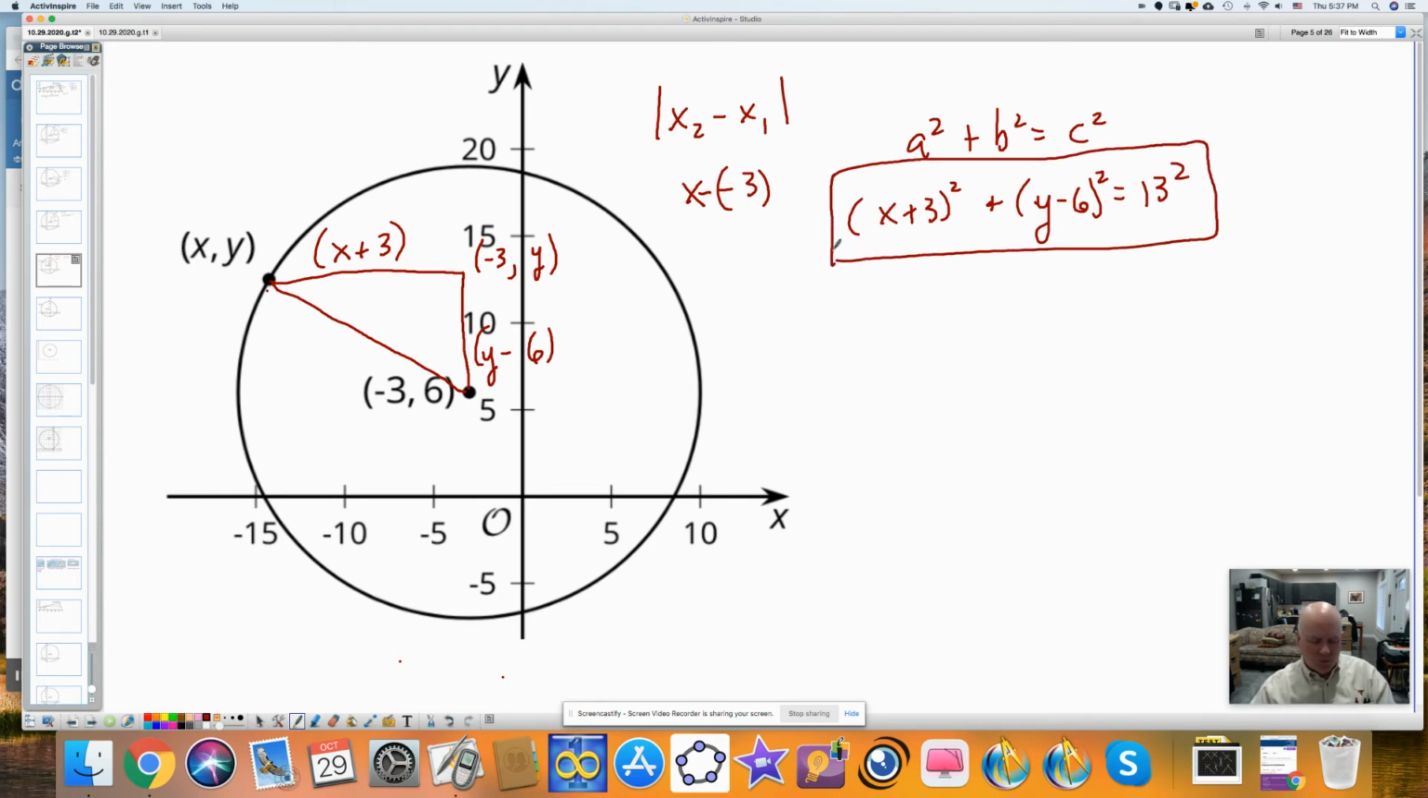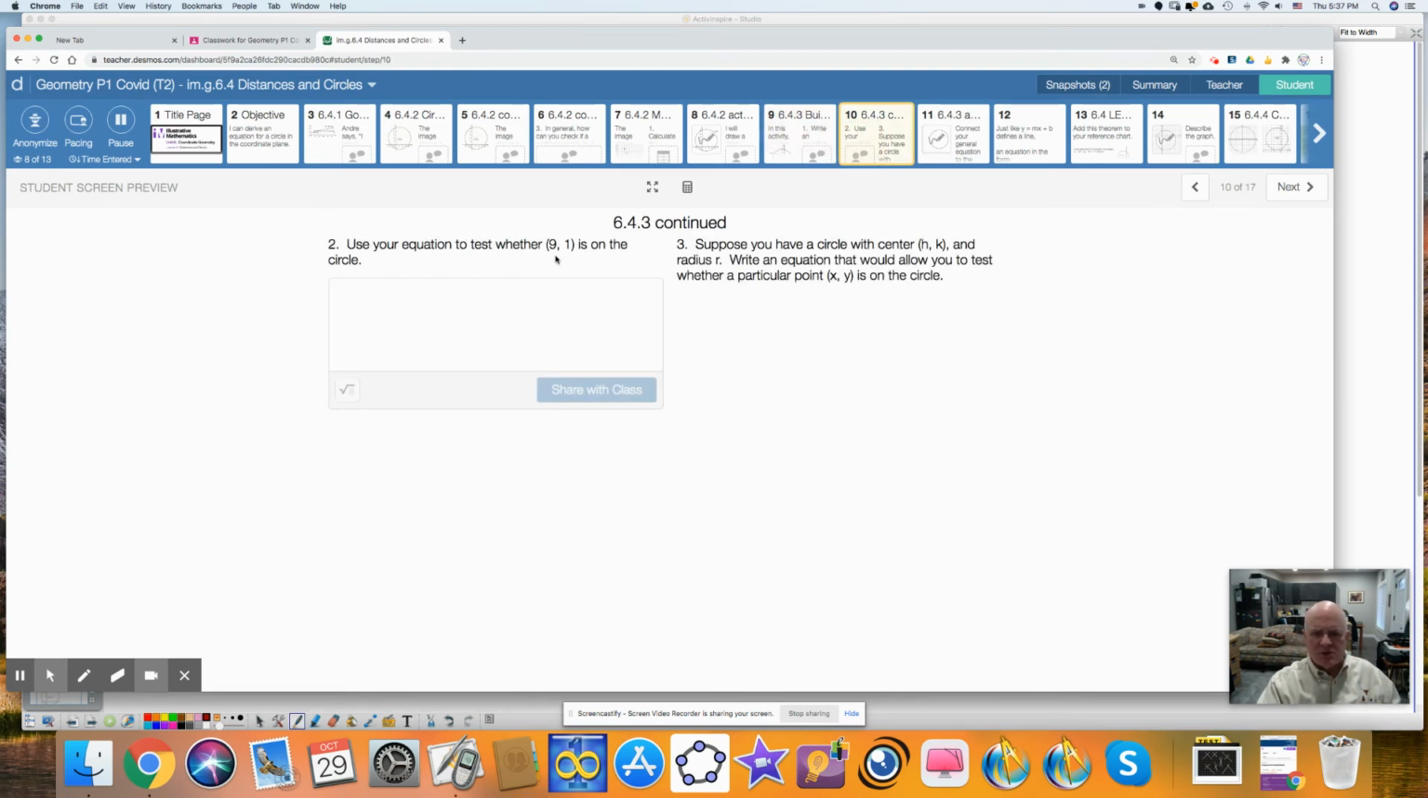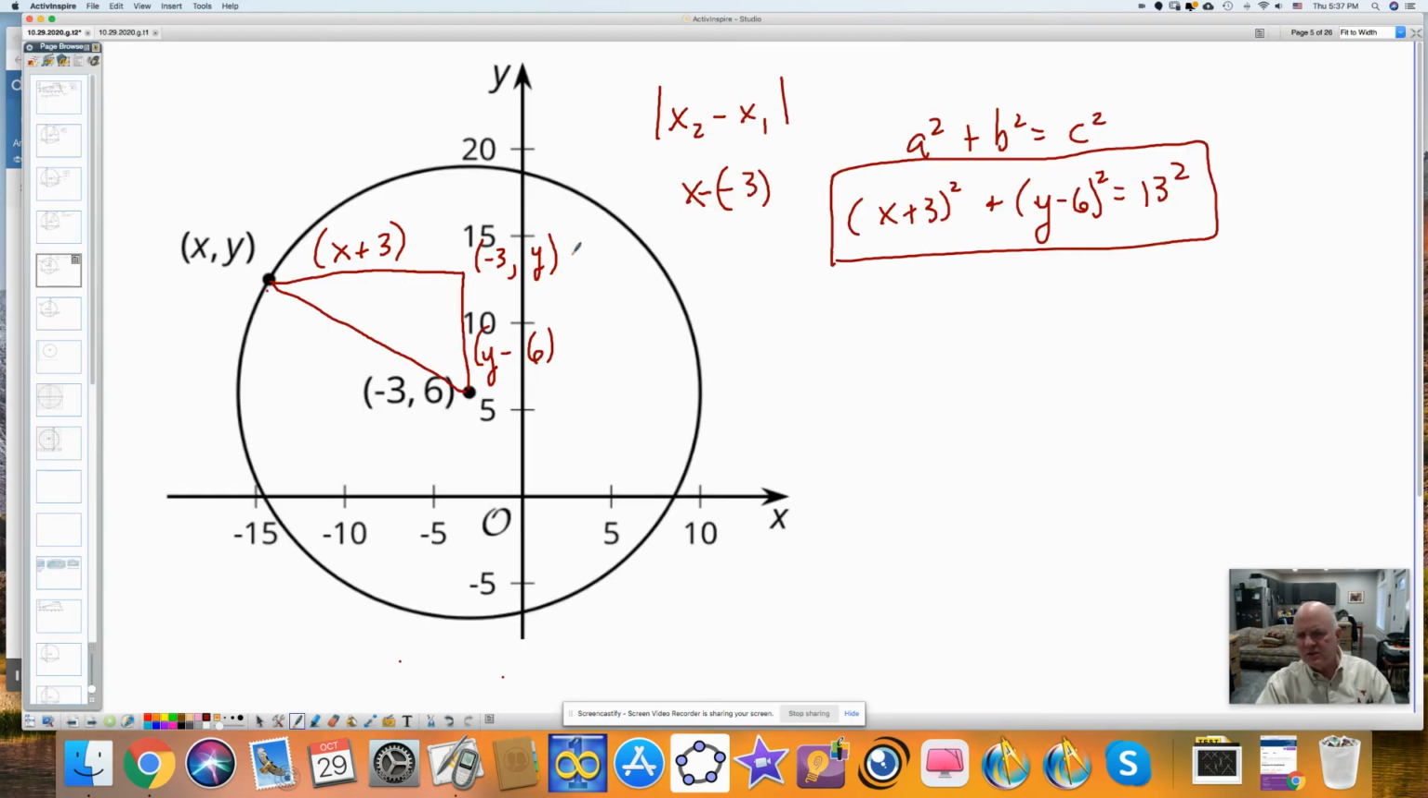And now it says in the question here to substitute (9, 1) and see if it is on the circle. And it should be on the circle. (9, 1) would be like right here. So if I substitute 9 for this, I'll substitute the values.